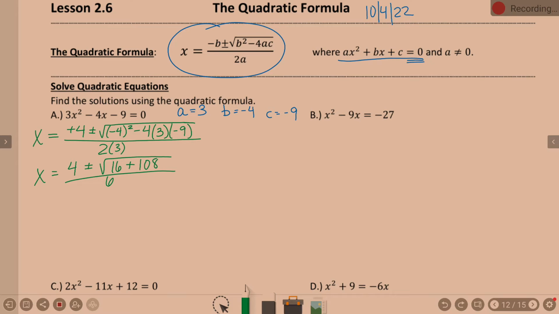Okay. Clean up under the radical if you haven't already done that. Some of you may have done it in the previous step. What is 16 plus 108?